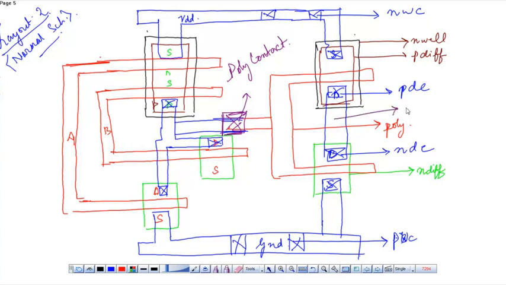And this is the output Y, which is equal to A plus B bar whole bar, that is A plus B. So in our next lecture we will see how to draw the layout using Magic.